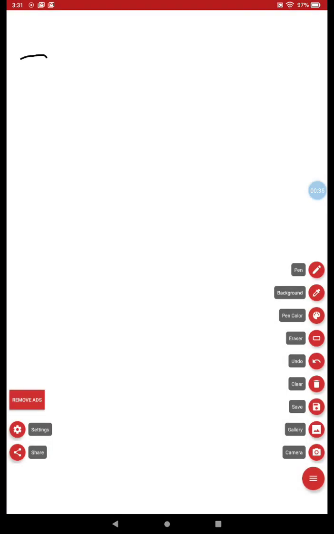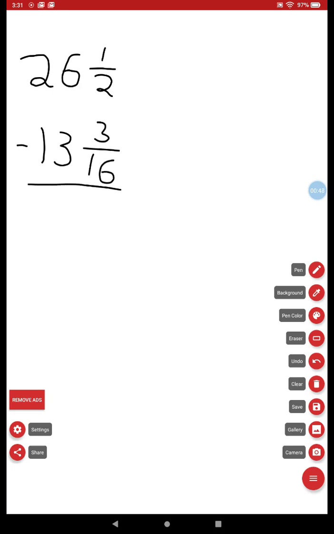Okay, let's jump into our first example. We're going to say 26 and 1/2, subtract 13 and 3/16. All right, let's take a look at our multiplication chart. Go ahead and pause the video and pull out your multiplication chart, and let's find a common denominator between 2 and 16.